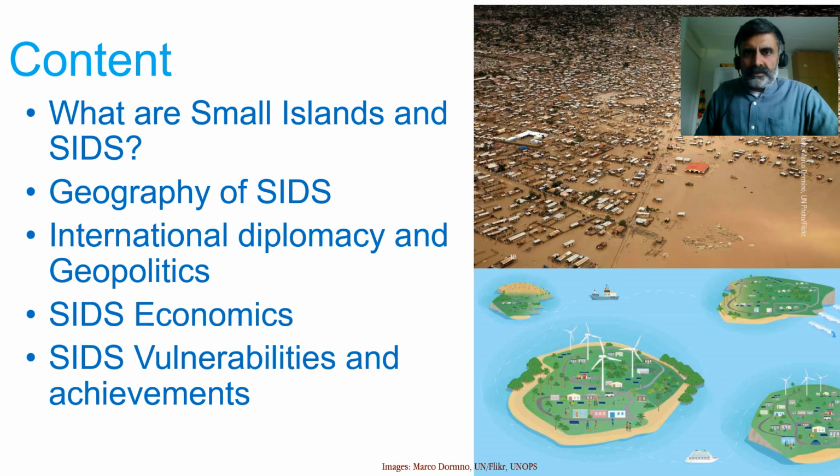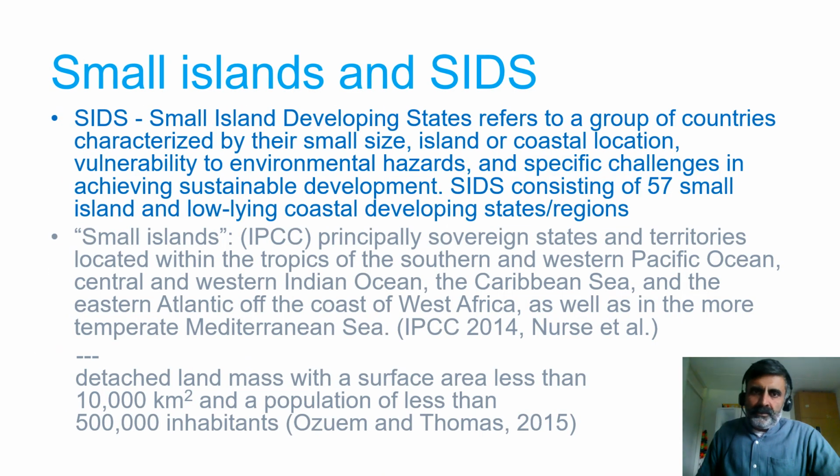Small Island Developing States, or SIDS, are a group of countries characterized by their small size, island or coastal location, and vulnerability to environmental hazards. These states face specific challenges in achieving sustainable development. The definition of small islands includes geographical, geopolitical, environmental, and economic factors.